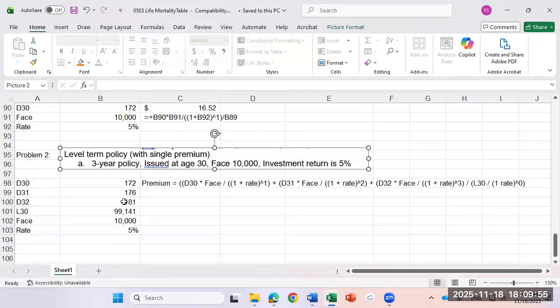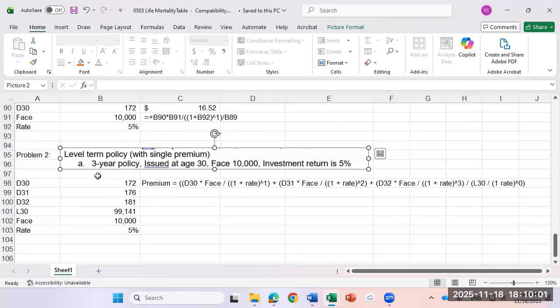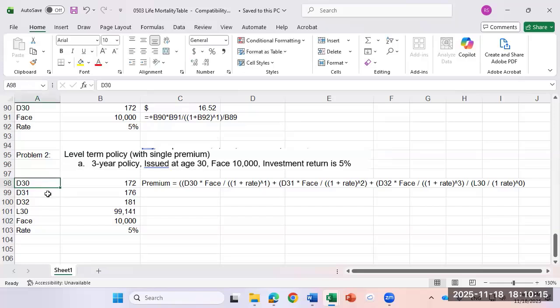All right, so last class we did a level term, single premium, we're just getting started. Make sure you're real clear on this. If you see it's a 3-year level term, you're going to have 3 Ds in a numerator. Very straightforward. So if its issue age is 30, you're going to see D30, D31, D32. Since it's single premium, you only have one premium, L30.